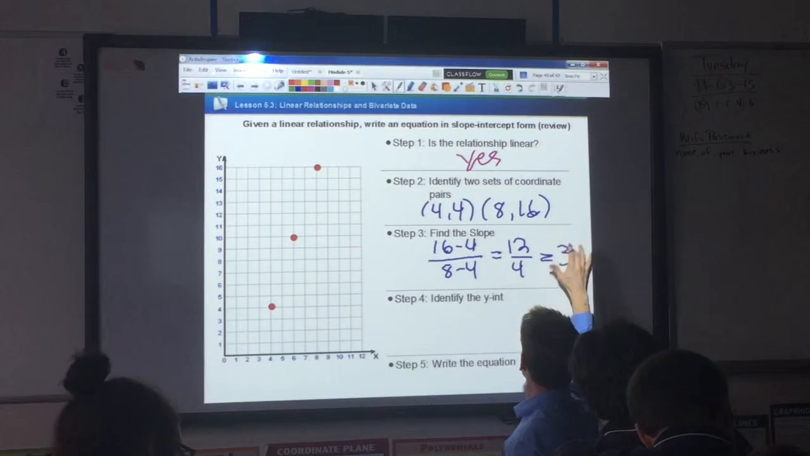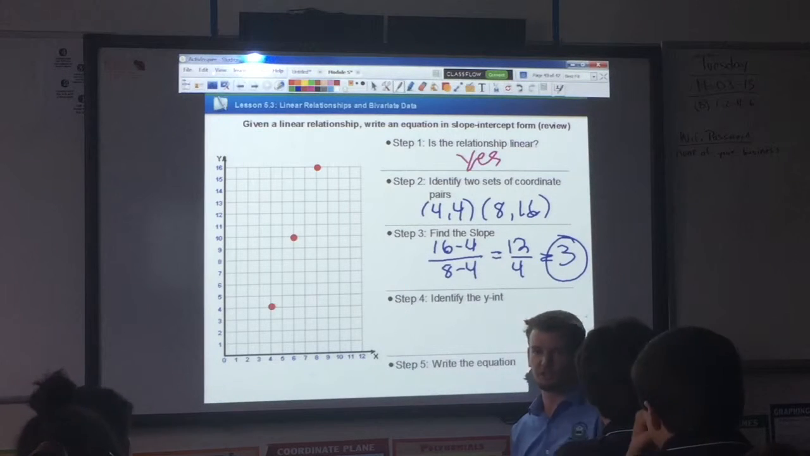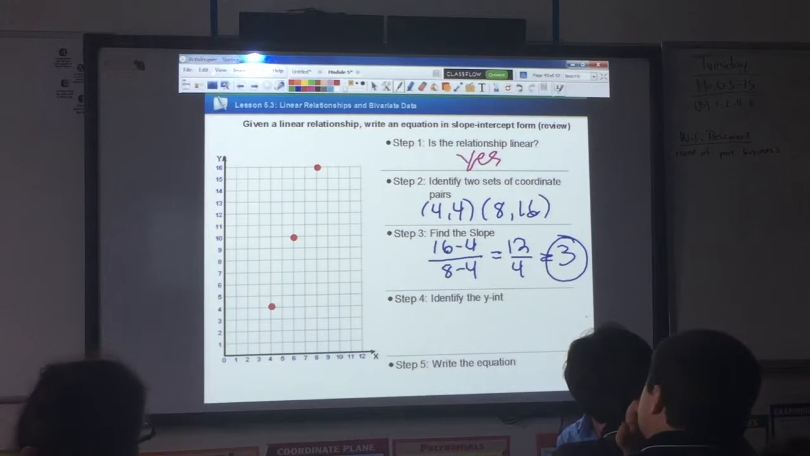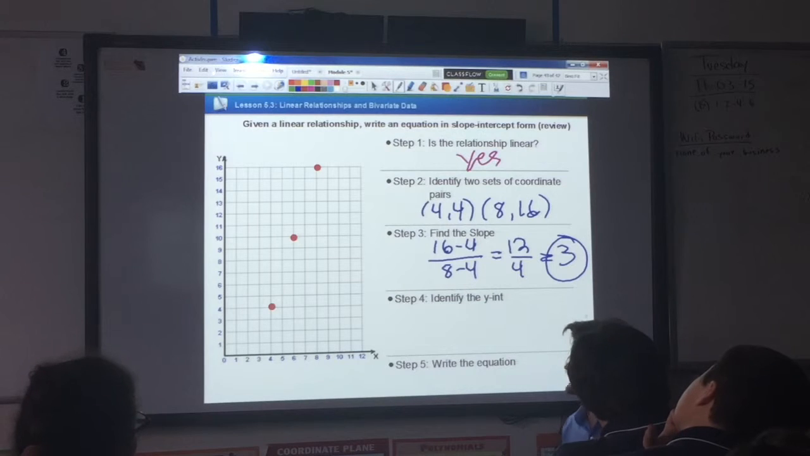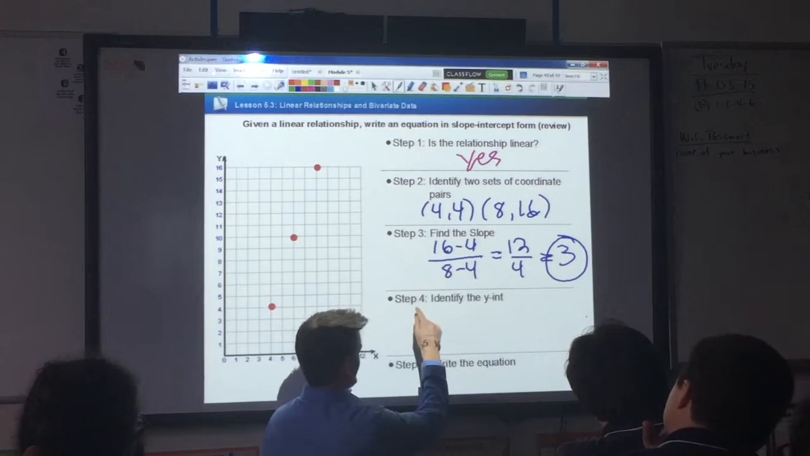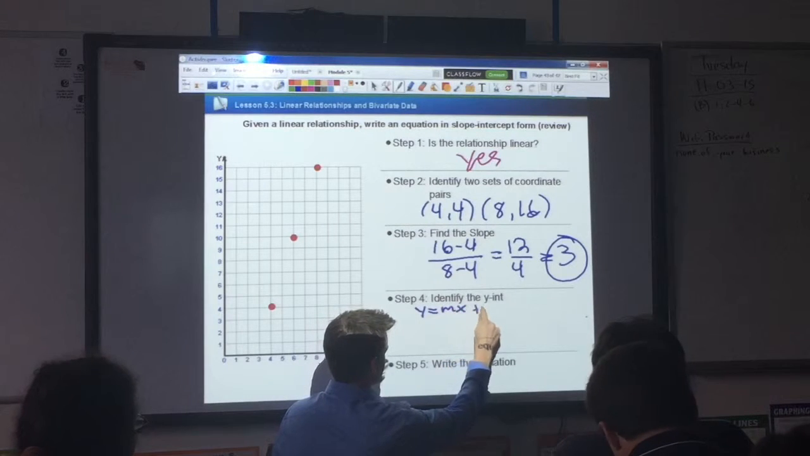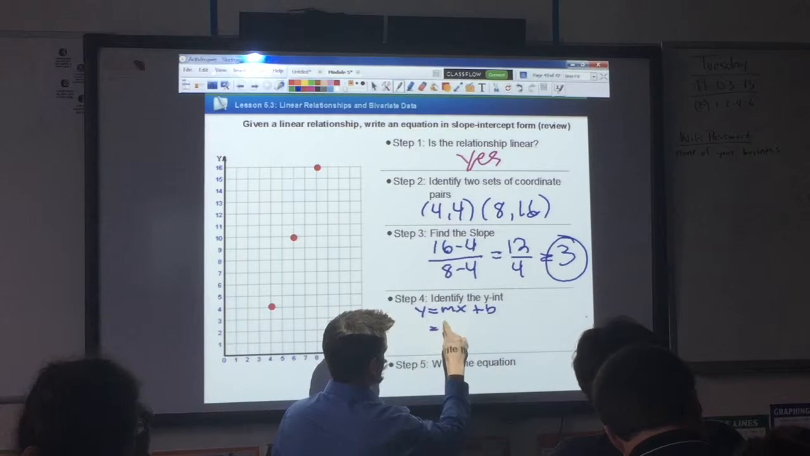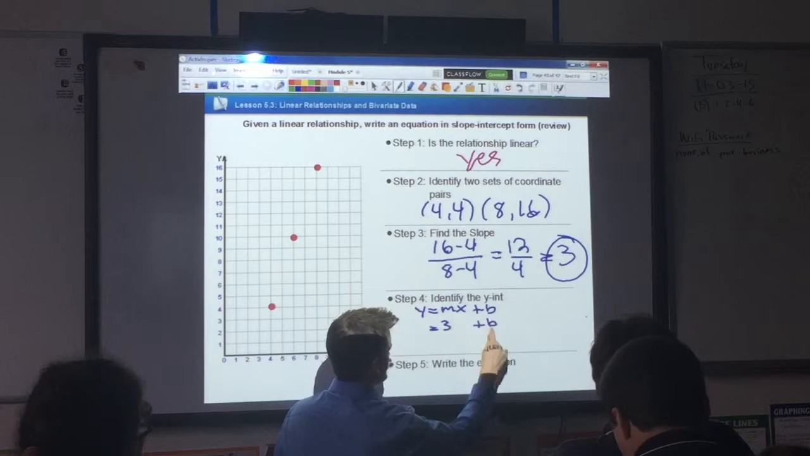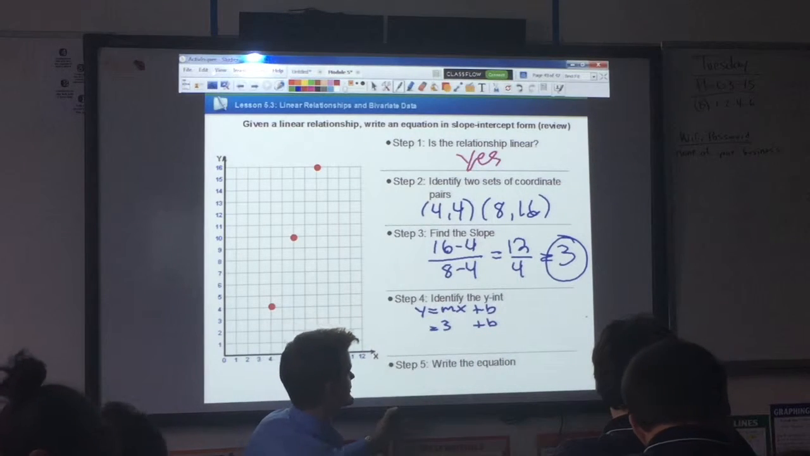3. Okay. Then let me ask you guys a question. If I know the slope and a coordinate pair, can I find the y-intercept, Chris? Yes, I can. So, Chris, I have my equation, y equals mx plus b. I know that the slope is 3. I know I'm trying to find b. What coordinate pair do you want to use to help us find the y-intercept?